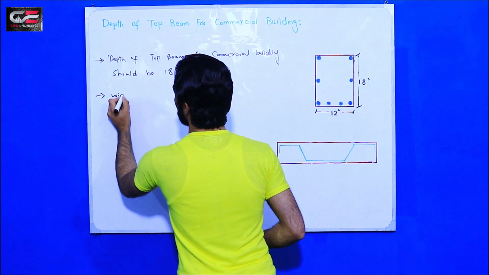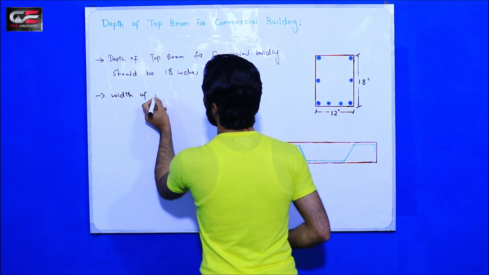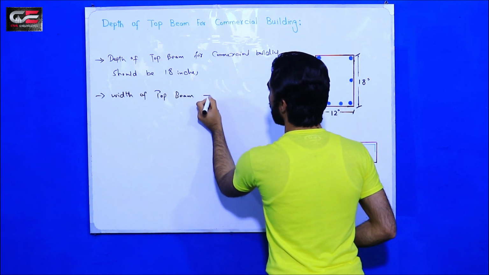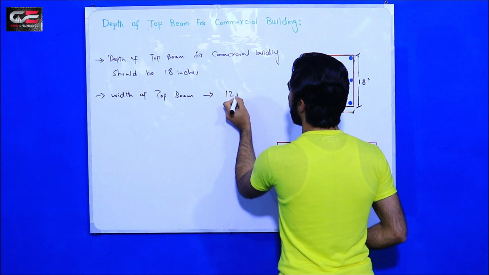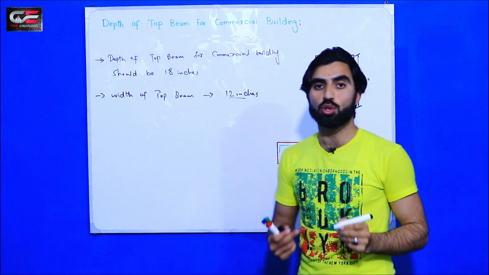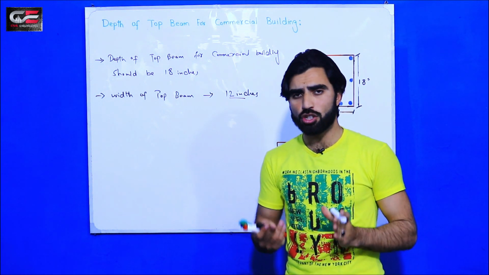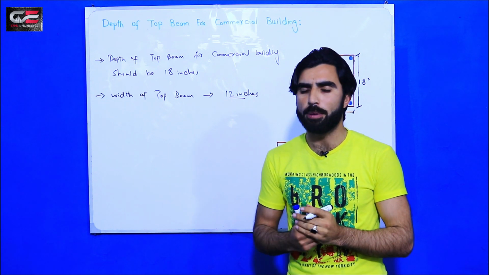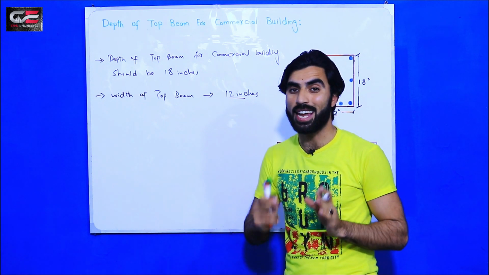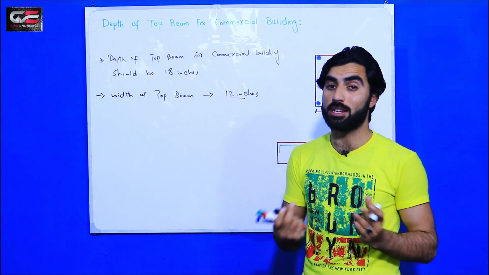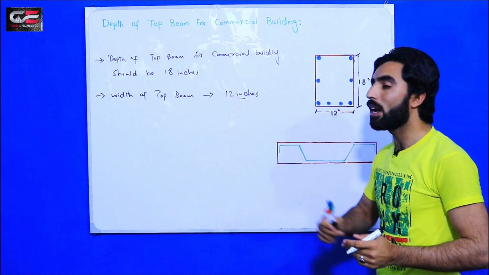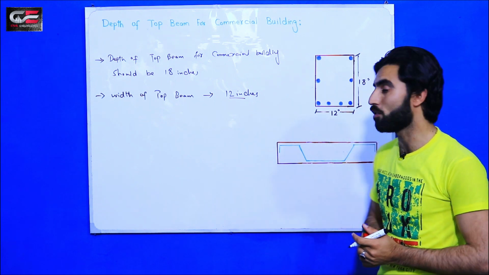Now width of top beam, okay, it should be 12 inches, minimum 12 inches. So if you are doing the brick masonry, 4.5 inch or single brick or double brick, the width of the beam should be 12 inches for commercial building, not 9 inches, because the width of the beam should not be less than 9 inches. Okay, but here you should keep for the commercial building 12 inches. This is very important for you to know about this.